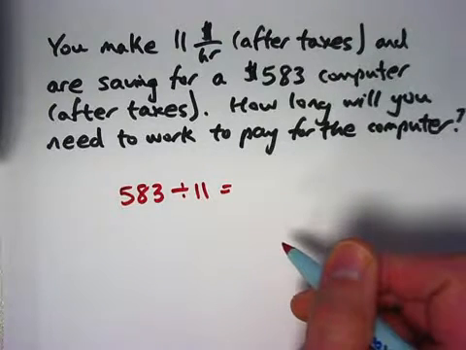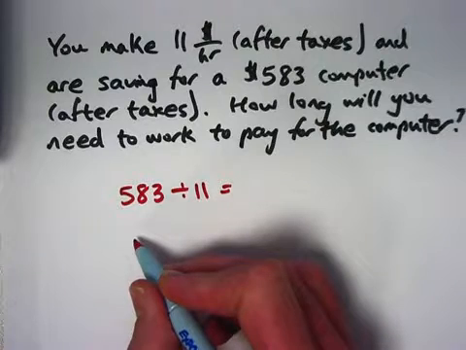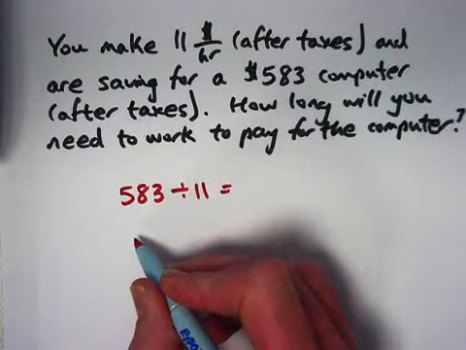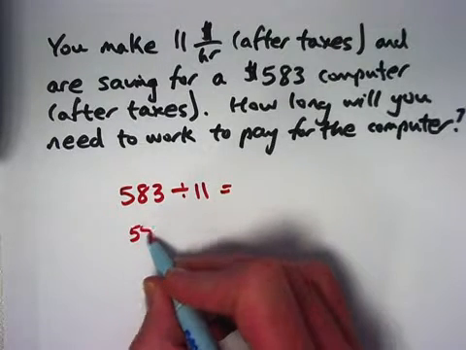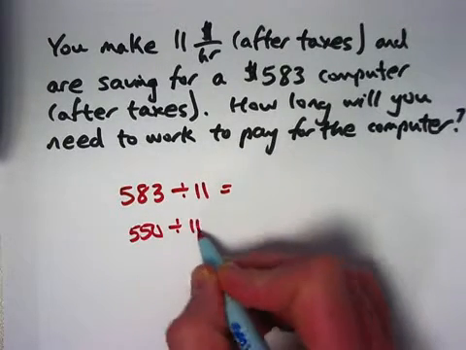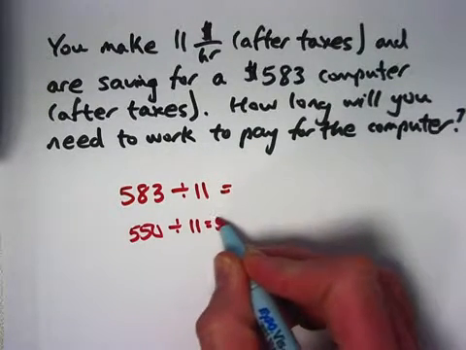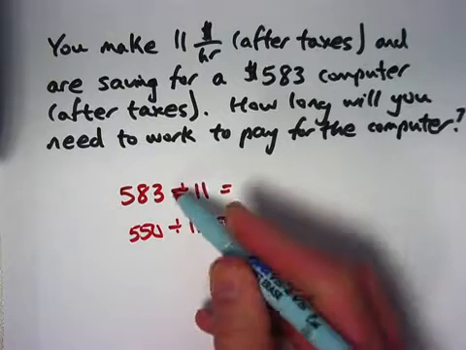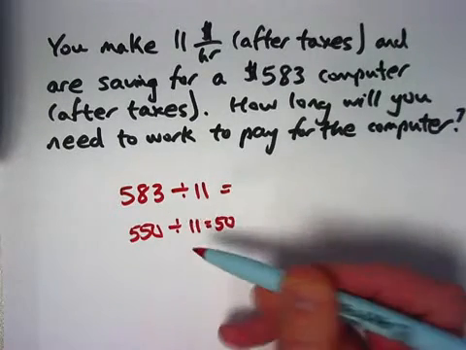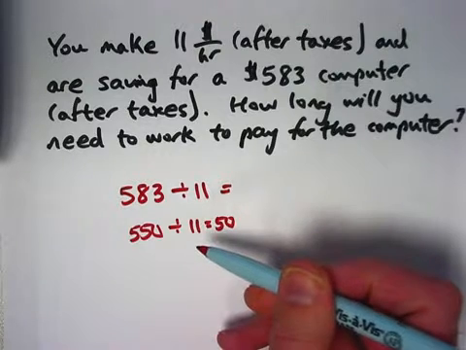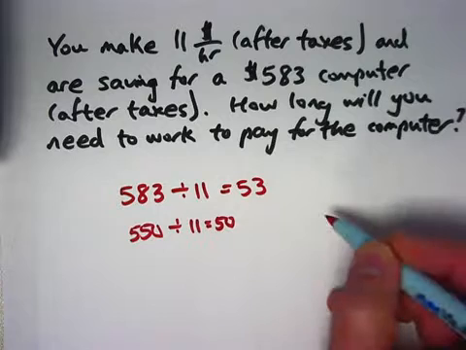And I'm going to do this in my head. How do I do this in my head? Well, I know 11 goes evenly into 55. 11 is a divisor of 55. It also would be a divisor of 550. It goes into 55 5 times, so it'll go into 550 50 times. 583 is 33 more than 550. I know 11 divides evenly into 33 as well, 3 times. So this answer is going to be 53, exactly, with a remainder of 0.